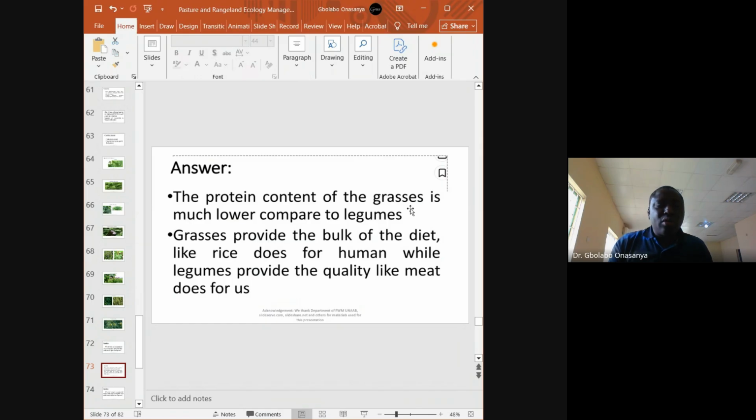So the bulk of the diet is grasses for animals. The protein content of grasses is very low compared to legumes. So grasses are rich in energy, low in protein. Legumes are rich in protein, low in energy. So the combination of the two makes a good diet for our animals.